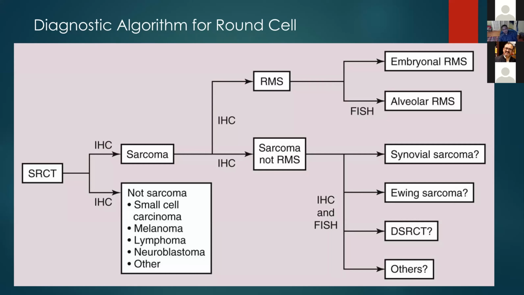So here you have on the left side of the screen a small round cell tumor. You can do immunohistochemistry, identified as a sarcoma, which means your epithelial markers are negative, or you can have a non-sarcoma, and therefore there are so many of them. And if it's a sarcoma, you can either rule it as rhabdomyosarcoma or not rhabdomyosarcoma. If it's a rhabdomyosarcoma, you can go to embryonal rhabdomyosarcoma or alveolar rhabdomyosarcoma. If it's not rhabdomyosarcoma, then what can it be? Most of the time, it is Ewing sarcoma or one of those in the family of Ewing sarcoma.